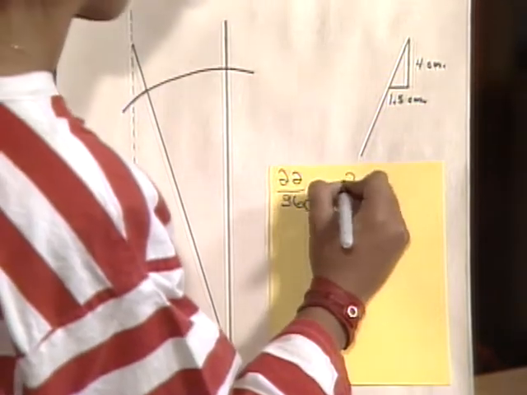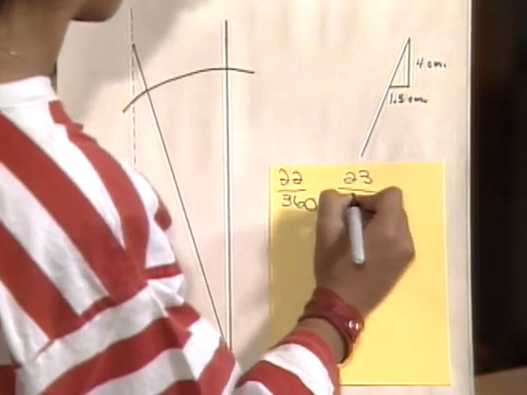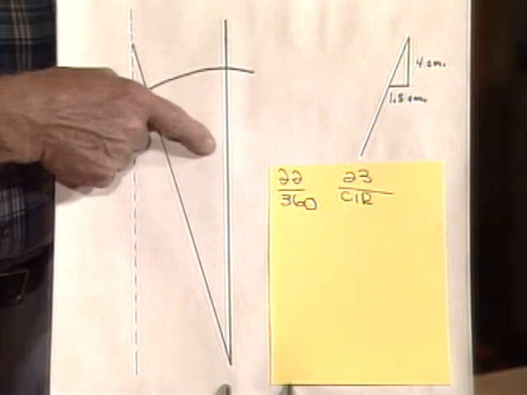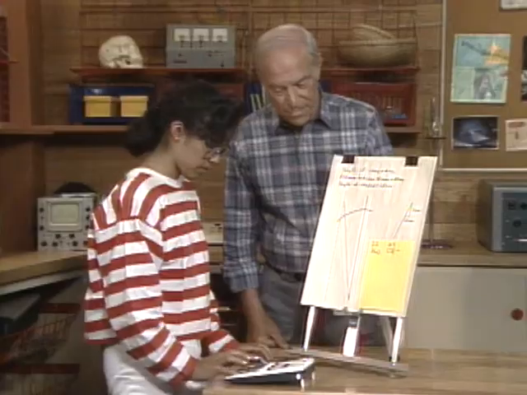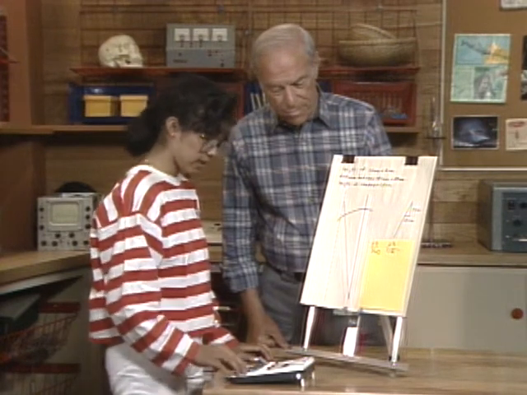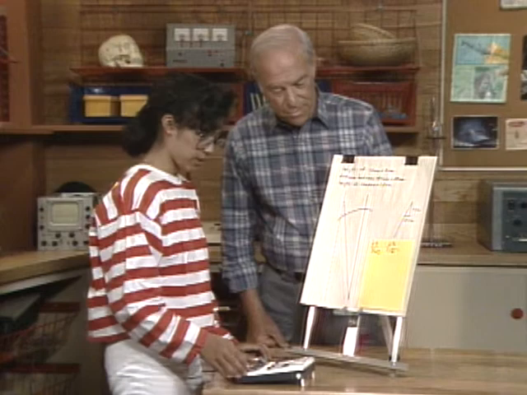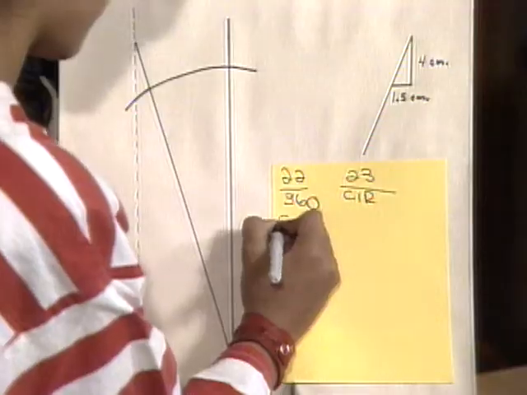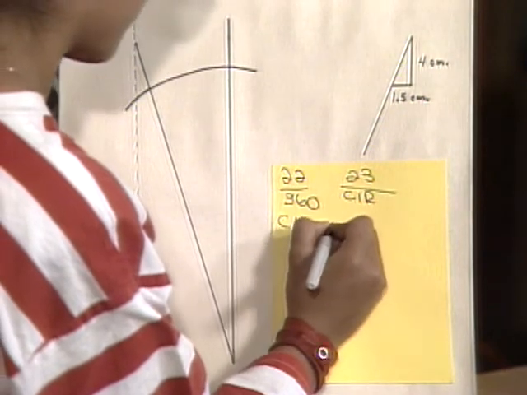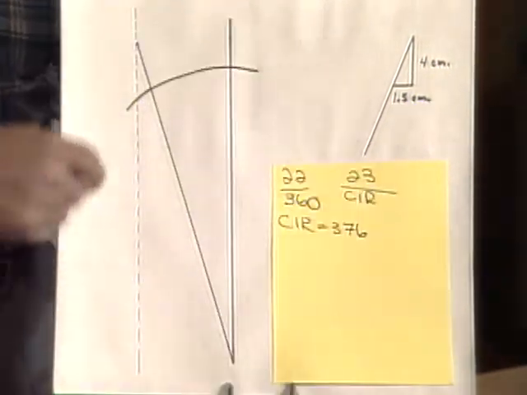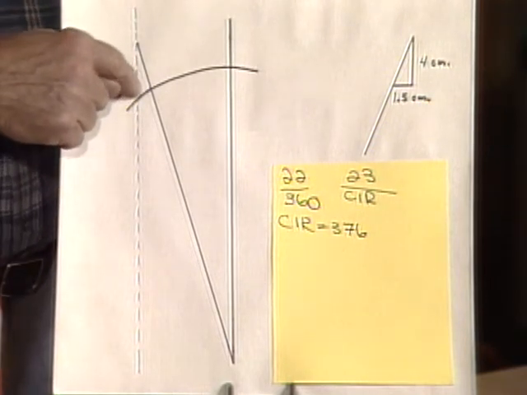Okay, what's this distance? That would be 23 over CIR, circumference. You know how to solve that problem? Okay, what are you going to do? We'd multiply 23 by 360 and then divide it by 22. What have you got? 376. There. That's your calculation of the entire circumference of the table based on your measurements of the angles.